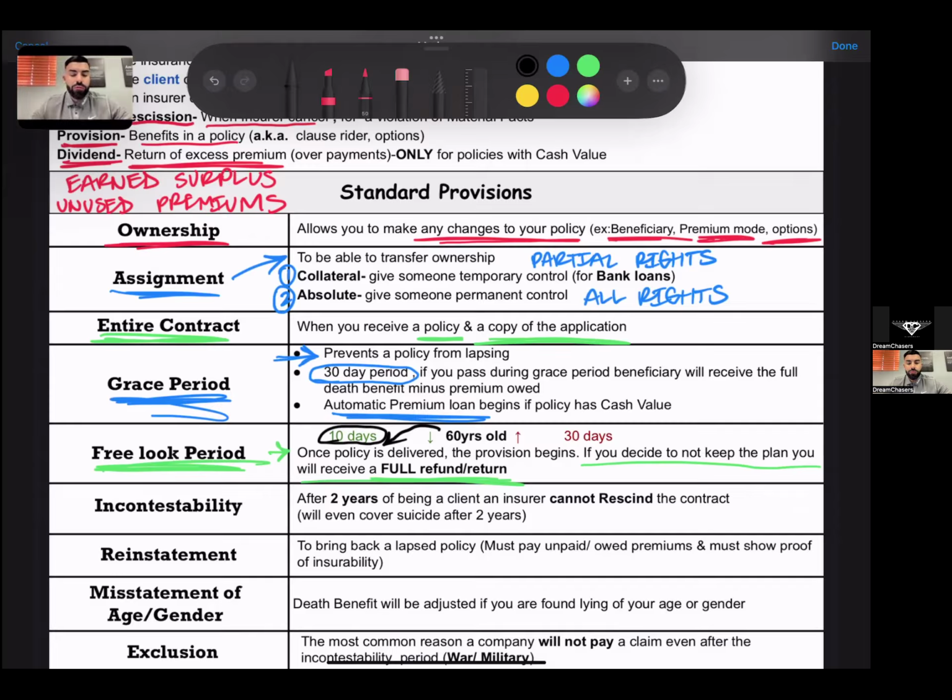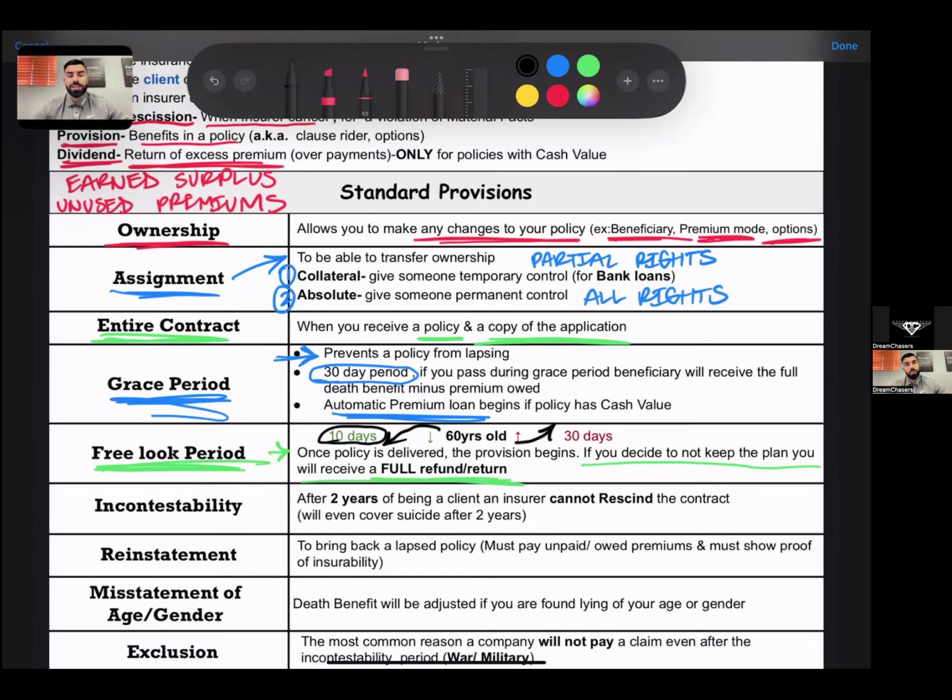But in order for you to get a full refund of the deposit that you gave, it has to be done within those first 10 days. That's if you're below 60. If you're over 60, it's 30 days. So they're going to give you a little bit of a longer time to cancel to receive a full refund. Now, once those 30 days are up, you can still cancel it, but you will not get a full refund.